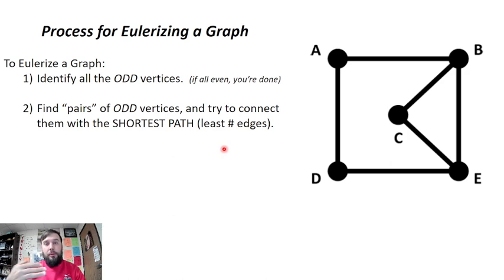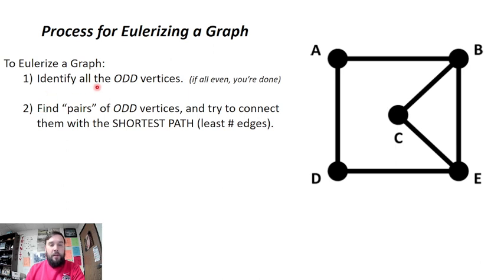Let's actually go into this a little bit further here. I know that was a real fast example. Let's slow it down and give you a few more examples, so hopefully by the end of this lesson, you should be able to Eulerize any kind of graph out there. So the steps to Eulerizing a graph: identify all the odd vertices. If all are even, we're done. Remember, an Euler circuit is when every vertex is even. That's the goal. So if they're already all even, I don't need to do anything.